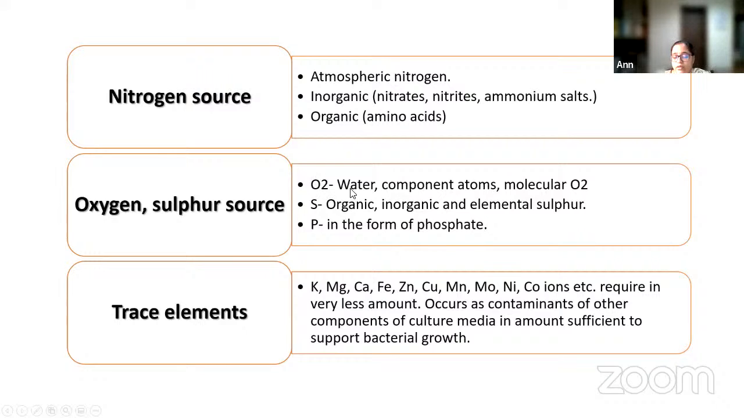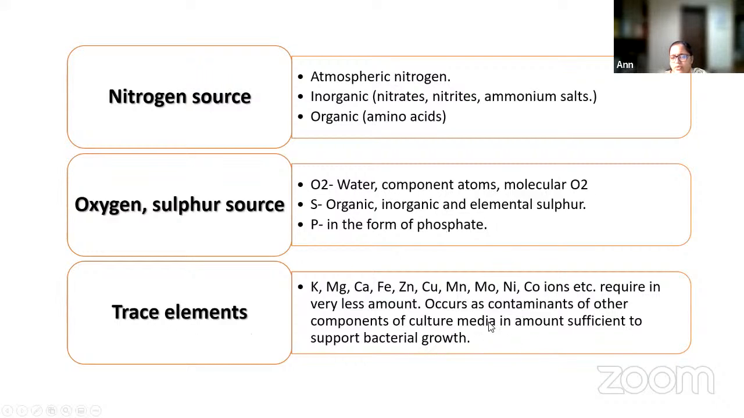Can it take oxygen from the water, or do you need to provide oxygen in the form of bubbles, pure oxygen? Is air okay? Sulfur components, do you need organic, inorganic, elemental sulfur? Phosphate component in the form of phosphate or phosphorus? What is it that you require? Trace elements are also needed.